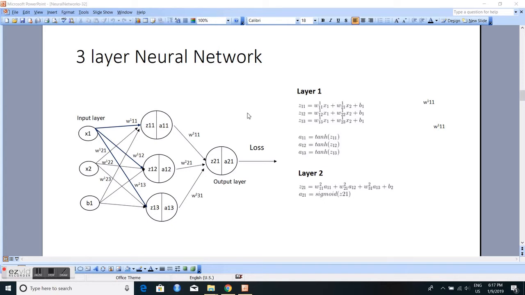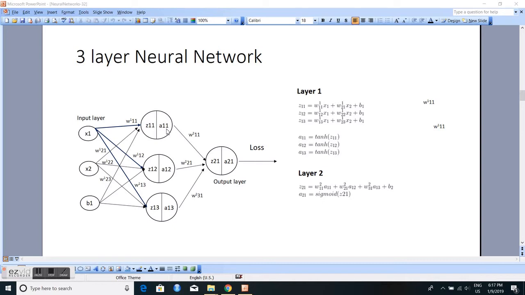Similarly, z12 is x1 into w12, and x2 into w22 plus b1, and z13 is w13 x1, w23 x2 plus b1. And then on the other side we have the activation function. As I said, this activation function can be any activation function. We can use a sigmoid, we can use a ReLU, or we can use a tanh.